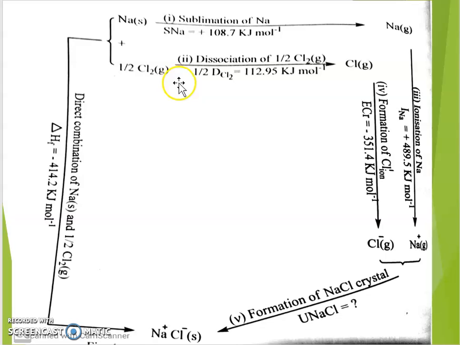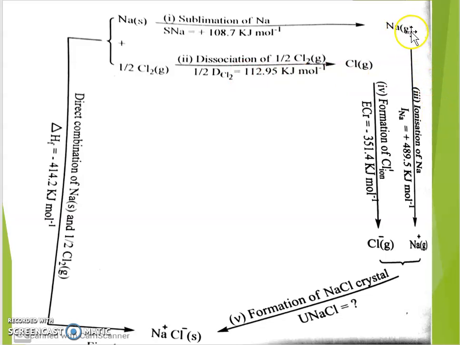Half mole of chlorine molecule is converted into atomic state. This is the dissociation of half mole of chlorine gas to the chlorine atomic state. Here the molecule is converted into atomic state, and energy is also required, that is 112.95 kilojoule per mole. This is the first step, sublimation, and this is the second step, dissociation of chlorine.